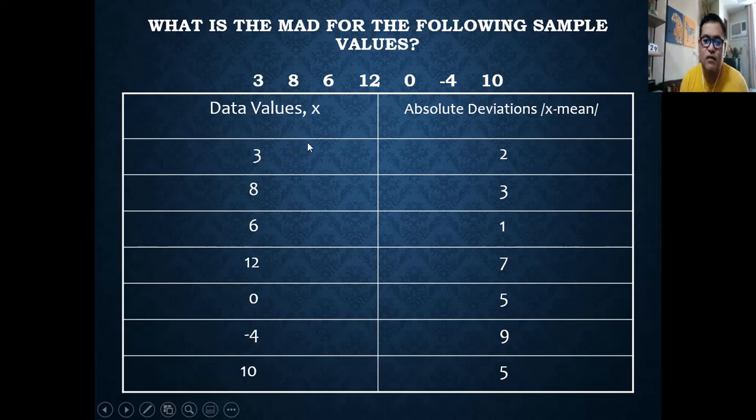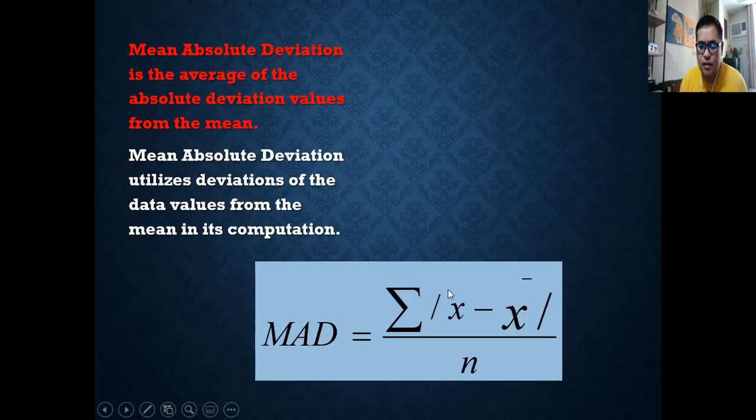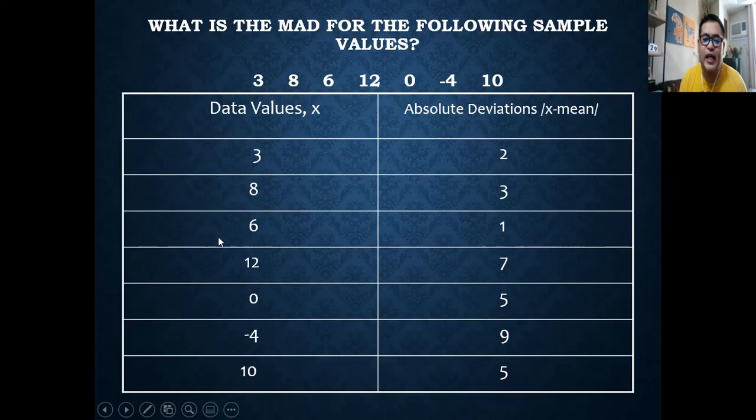Okay? So, the mean of these scores is 5. So, if we're going to subtract, 3 minus 5 equals negative 2. Why is this positive? Because we are getting the absolute value. So, if we're going back to the formula, the summation of the absolute value of x minus x bar. When we speak of absolute value, regardless of the sign, finding the mean of this, which is 5, we have 3 minus 5 is negative 2, get the absolute value, it is positive 2. So, definitely, all the deviations here will be positive.